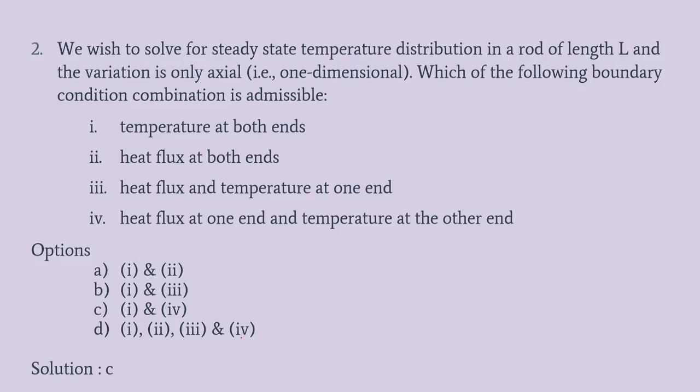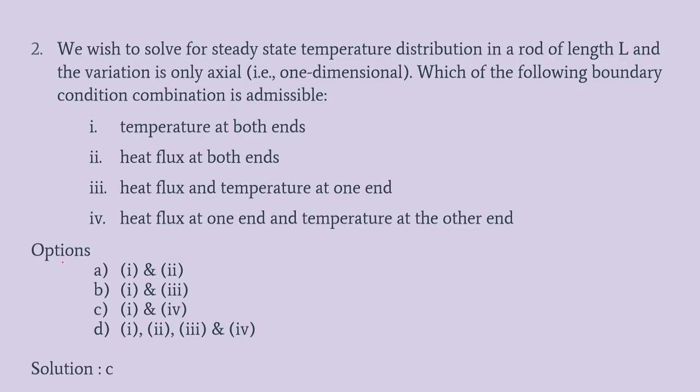Our next question: we wish to solve for a steady state temperature distribution in a rod of length L, and the variation is only axial, that is, one-dimensional. Which of the following boundary condition combinations is admissible? Here we have a rod of length L, and we are only considering the axial variation of the temperature.